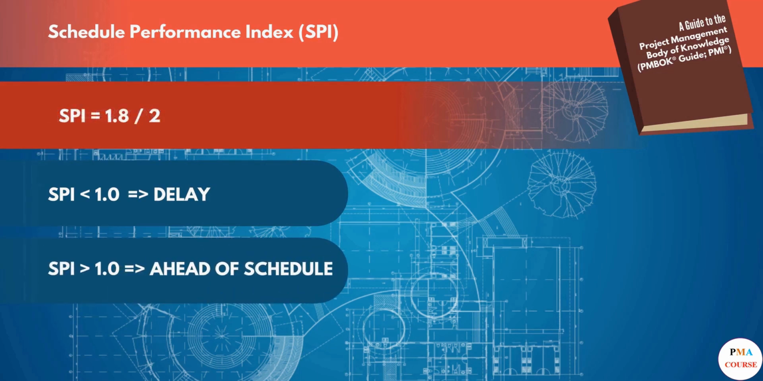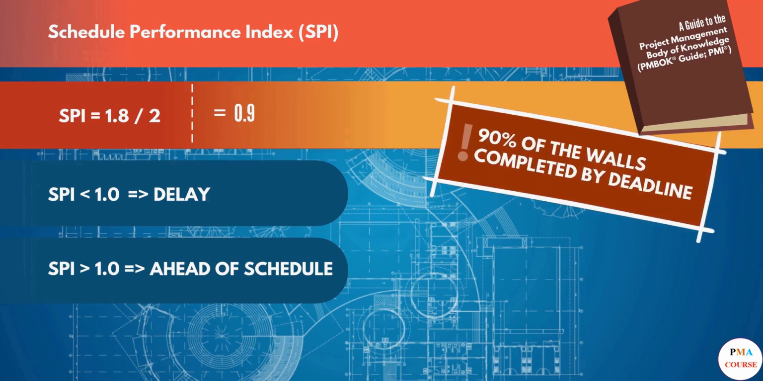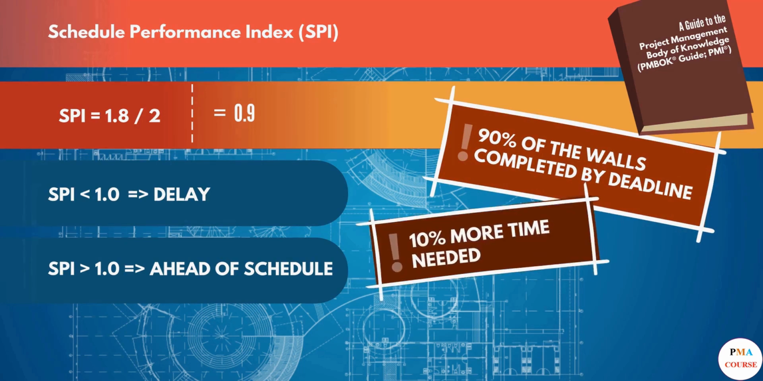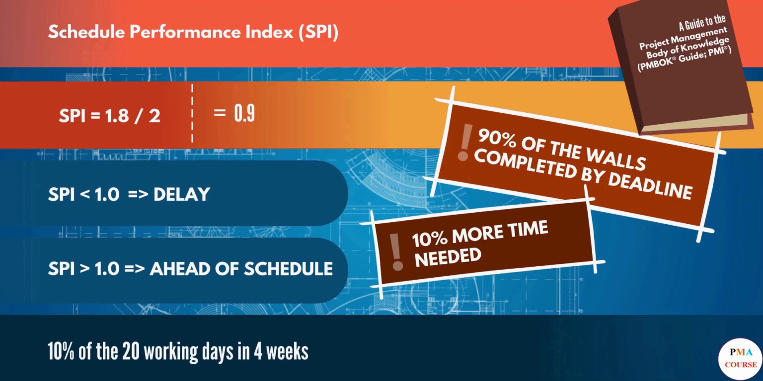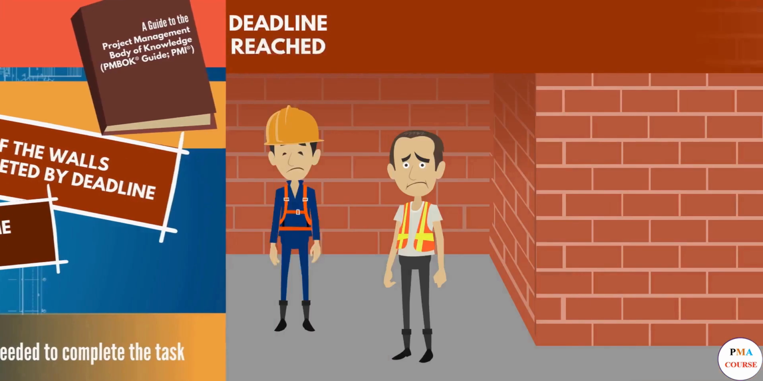In our case, 1.8 divided by 2 equals 0.9, meaning if the team continue at the same rate, they will have completed 90% of the walls by the deadline. Therefore, we will need 10% more time. So, we work out 10% of the 20 working days in 4 weeks, being 2 additional working days needed to complete the task. Can you appreciate how useful this information is?